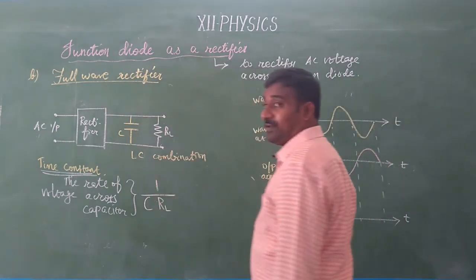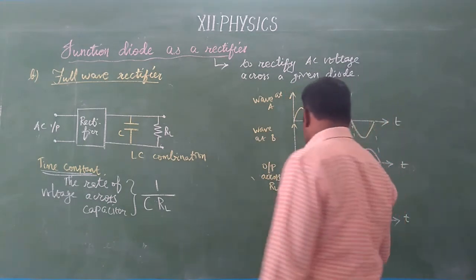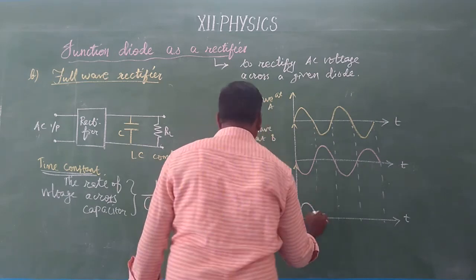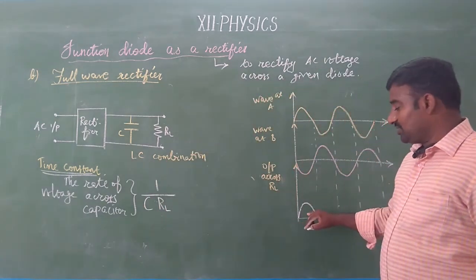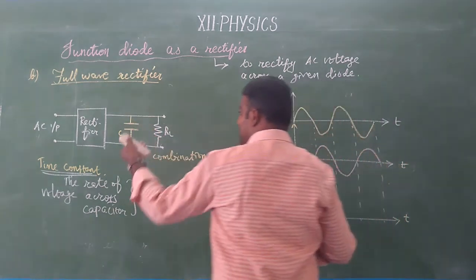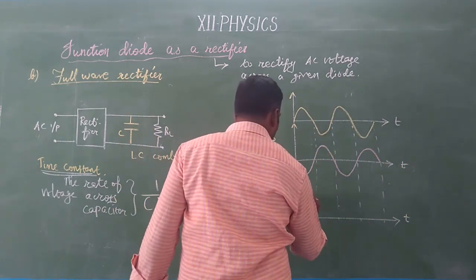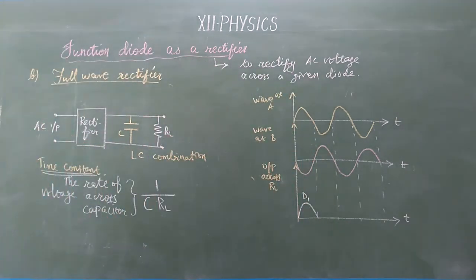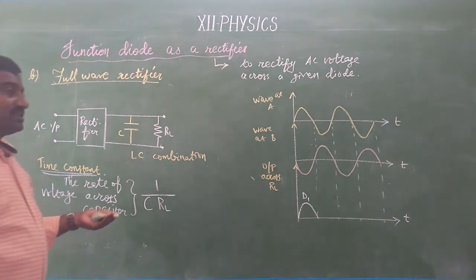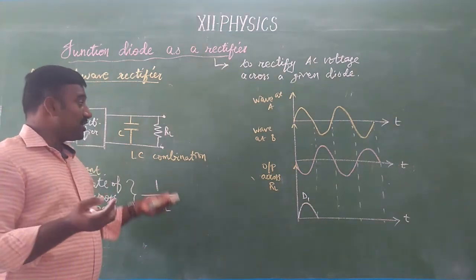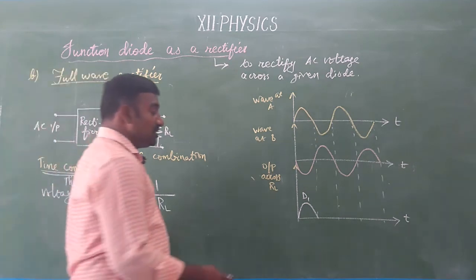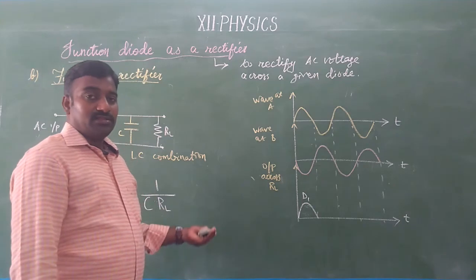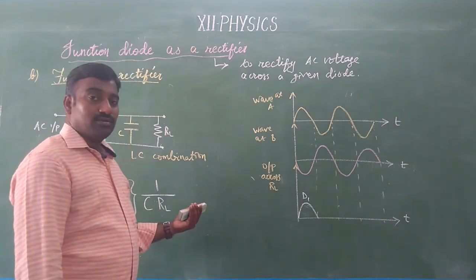uniform. How do we get uniform output? In the first half cycle there is no change, but the capacitor is getting charged. This is due to the diode D1. And in the second half cycle, what's going to happen? There is no current through the capacitor, because the diode allows current only in the forward direction. At the maximum voltage we get the maximum current, but in the second half cycle the resistance is very high, so there is no possibility.